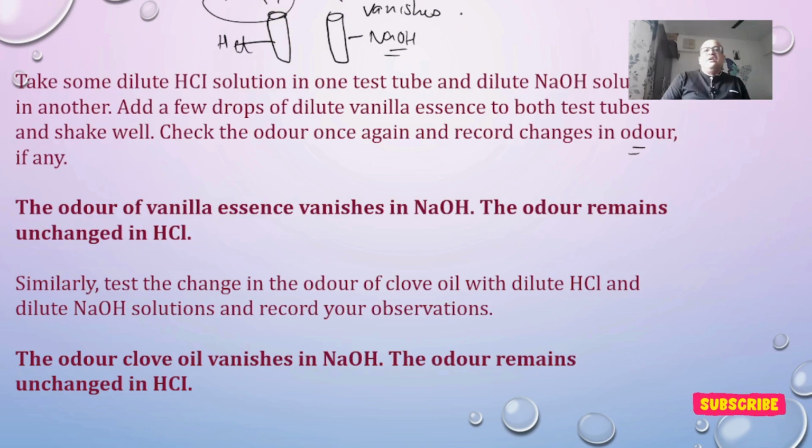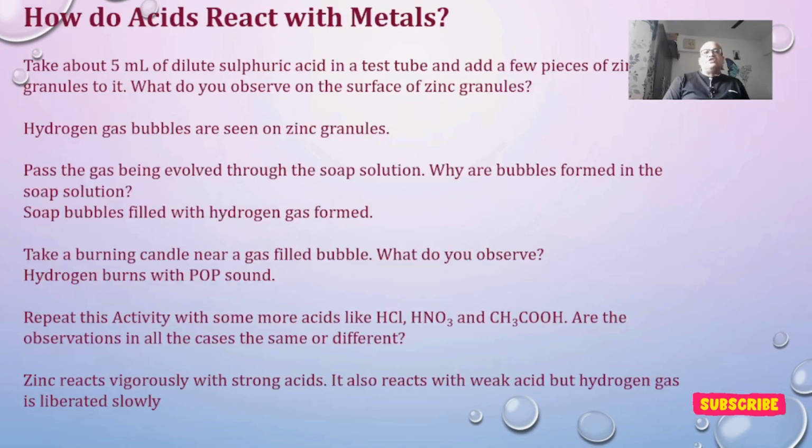Similarly, if we take clove oil and test the change in its odor with dilute hydrochloric acid and dilute sodium hydroxide, we see that the odor of clove oil vanishes in sodium hydroxide and remains unchanged in hydrochloric acid. So these are the olfactory indicators. By smell, we can differentiate between an acid and a base.